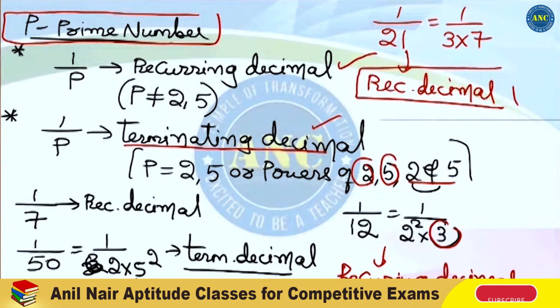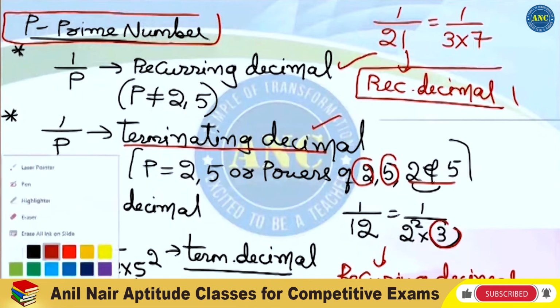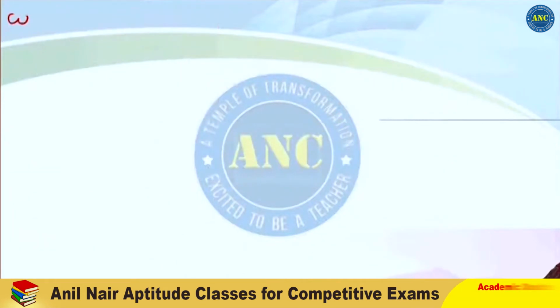No repeat telecast. 2 into 5 square is a terminating decimal. Now let us solve a question. I hope right now you have understood the importance of a star mark.